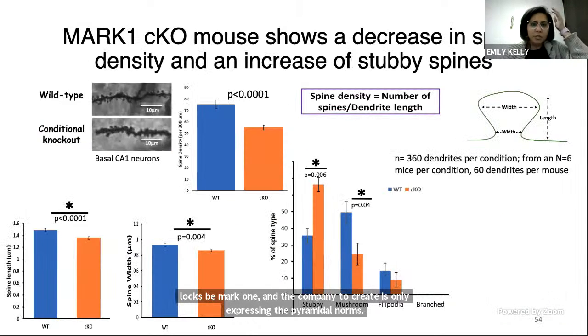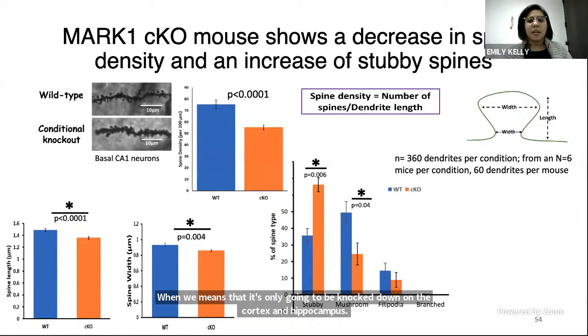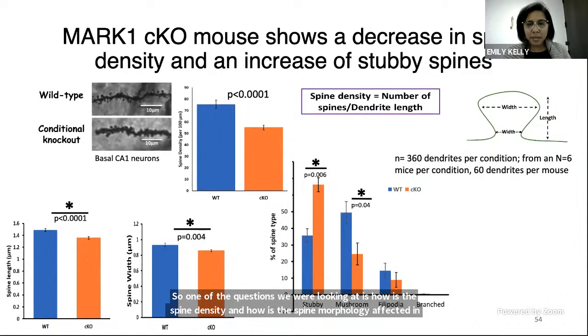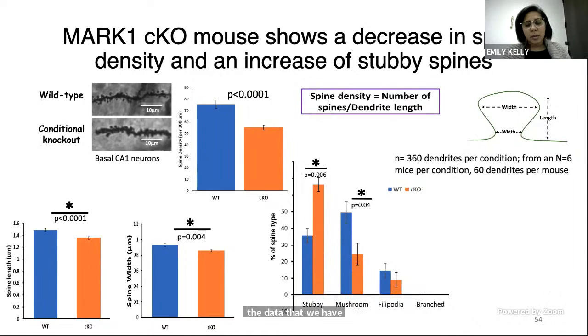One of the questions we were looking at is, how are spine density and spine morphology affected in this mouse model? We validated that spine density in our mouse model is decreased, consistent with the data we have in vitro, and spine length and width are also decreased compared to our control. We're also seeing more expression of stubby spines compared to mushroom spines. What this means is that mushroom spines are the mature spines, while filopodia and stubby spines could be considered immature spines.